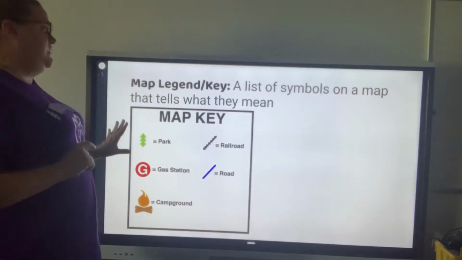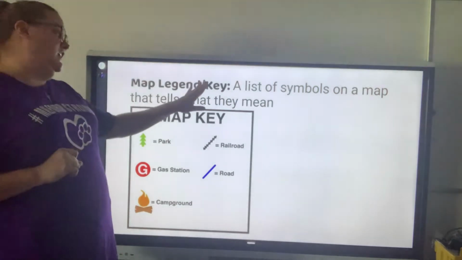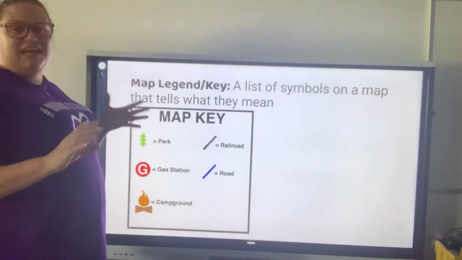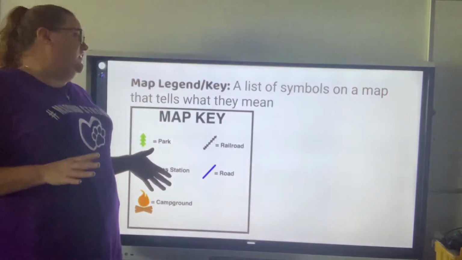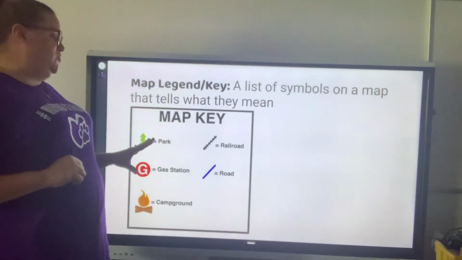One of the things you need to know about maps is most maps should have a legend or a key. So it's a map key or a map legend. It might be called either of those things. And what that is, is a list of symbols on a map that tells you what they mean.